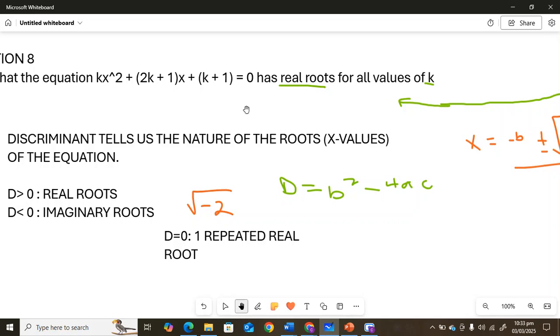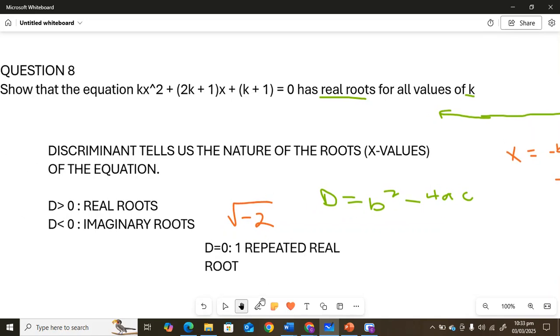Now, format of a quadratic equation. This is a grade 11 topic. Welcome back to grade 11, colleagues. We're in grade 11 now here. This is the format of a quadratic equation.